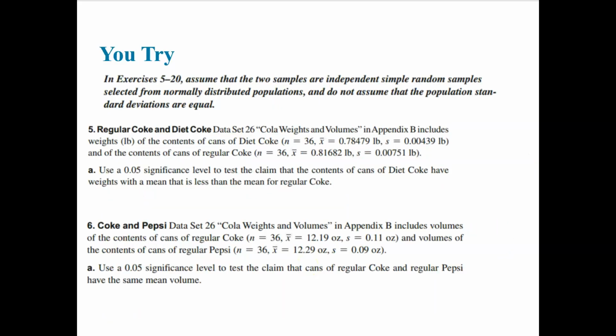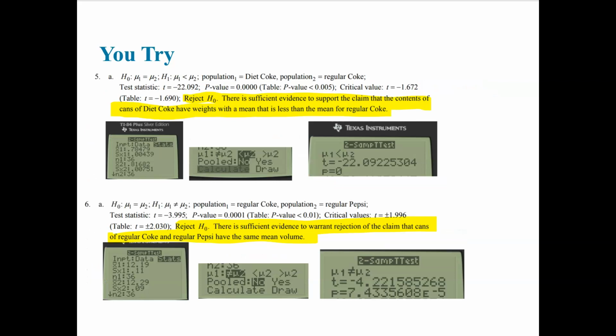Go ahead and give these two a try. You can use the p-value or the critical value method. I'll show my work for both. Press play when you're ready to see the solutions. And there you go. So that concludes section 9.2 part 1, and in part 2 we'll be doing confidence interval estimates.